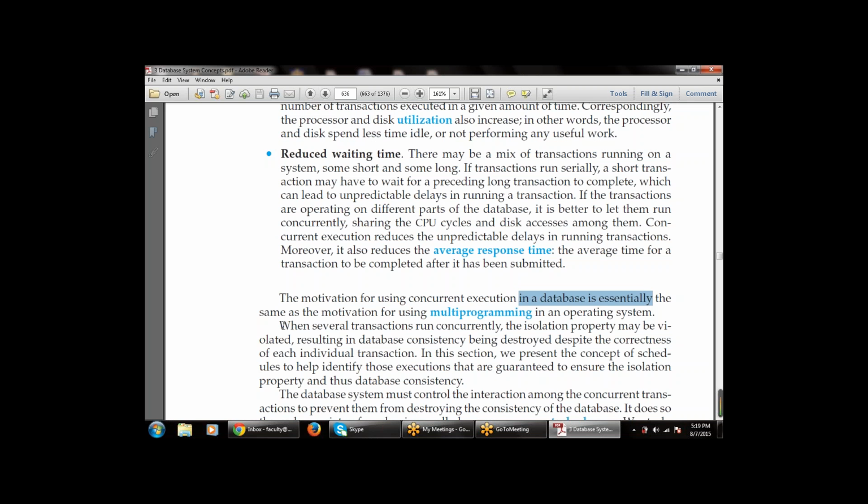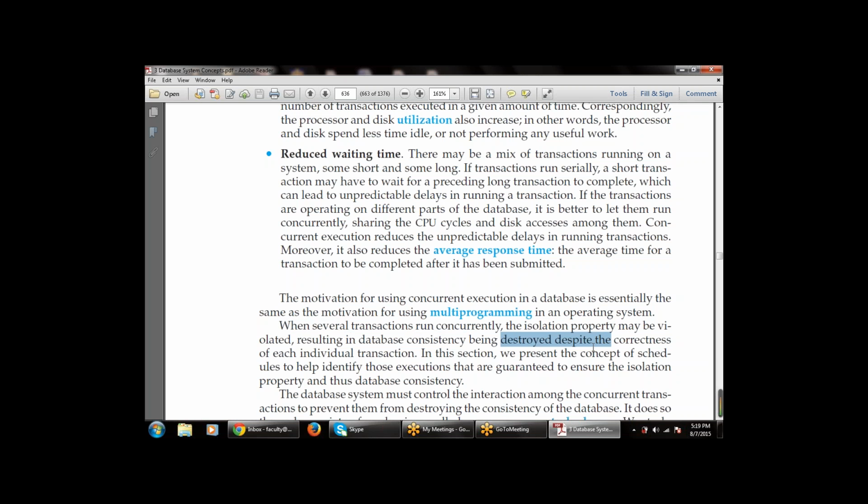This is the most important line: when several transactions run concurrently, the isolation property may be violated. That results in the database consistency being destroyed despite the correctness of each individual transaction.